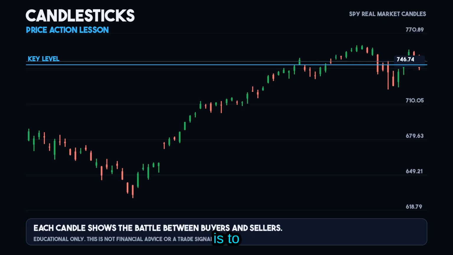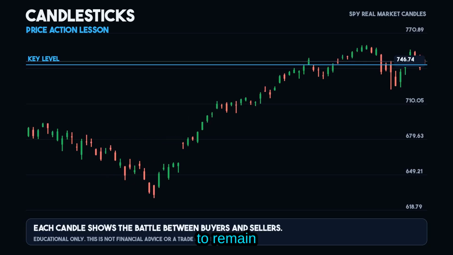Another common mistake is to trade on emotions rather than analysis. Many beginners will get excited when they see a bullish candle and start buying, or get nervous when they see a bearish candle and start selling. But this is not a sustainable strategy. As a trader, you need to remain calm and rational, and make decisions based on your analysis.